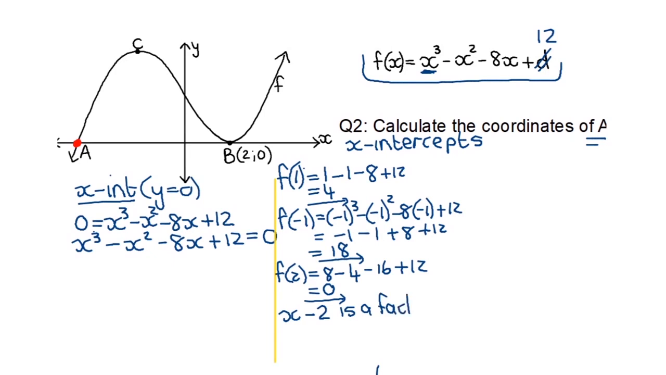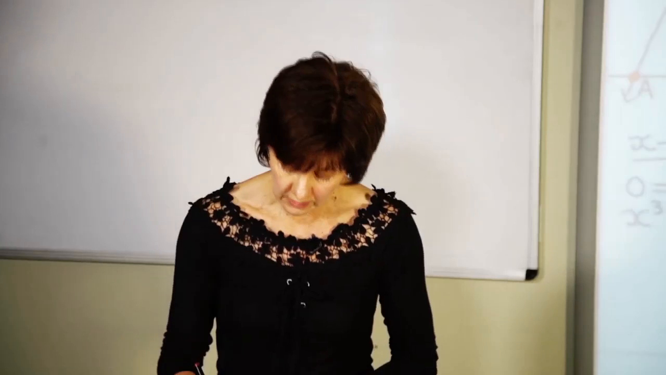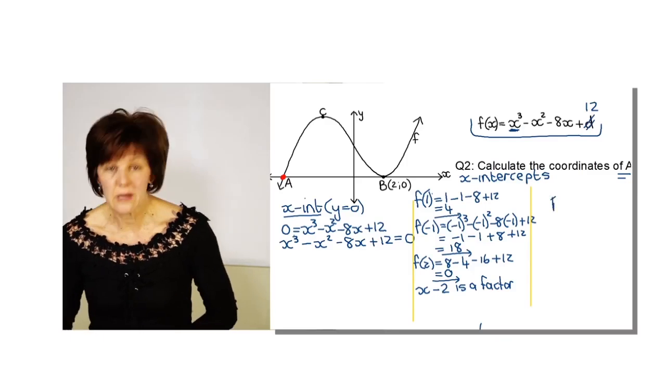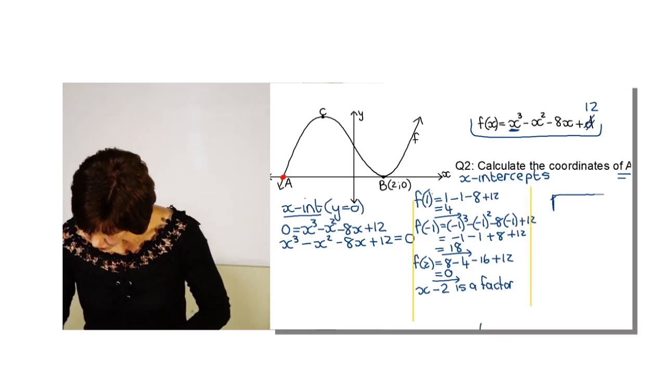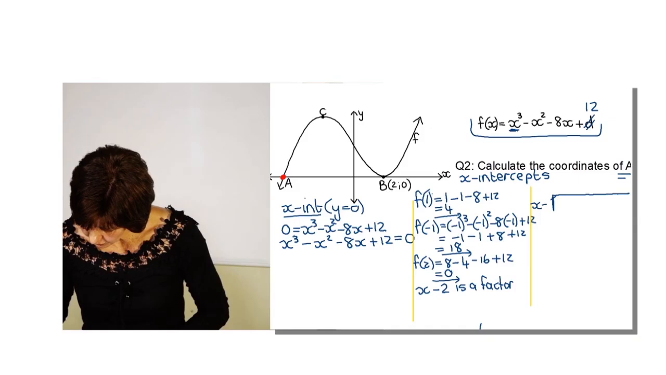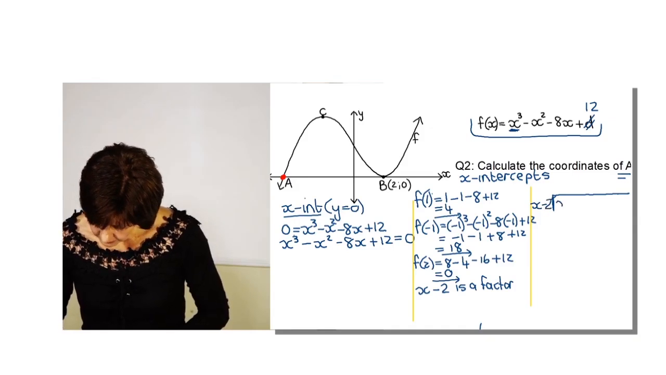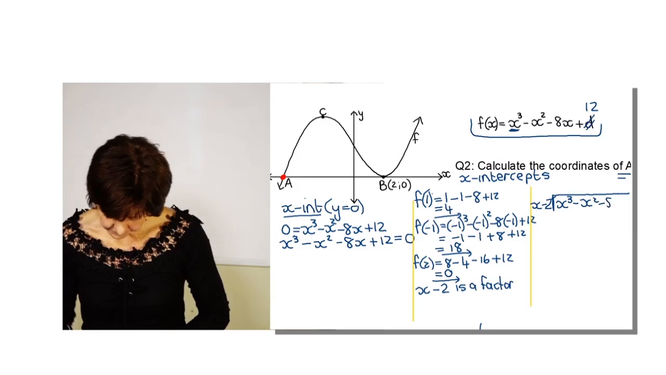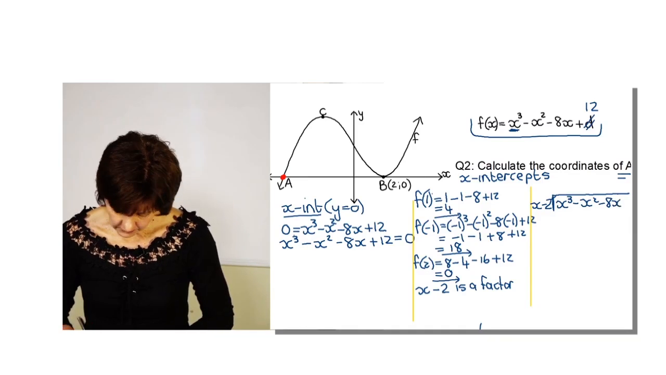And once I know at least one factor, there's more than one method. I'm going to use long division in this case. There's also another method which I will address in another example. So at this stage, I can do long division, and x minus 2 will perfectly divide into this x cubed minus x squared minus 8x plus the 12.